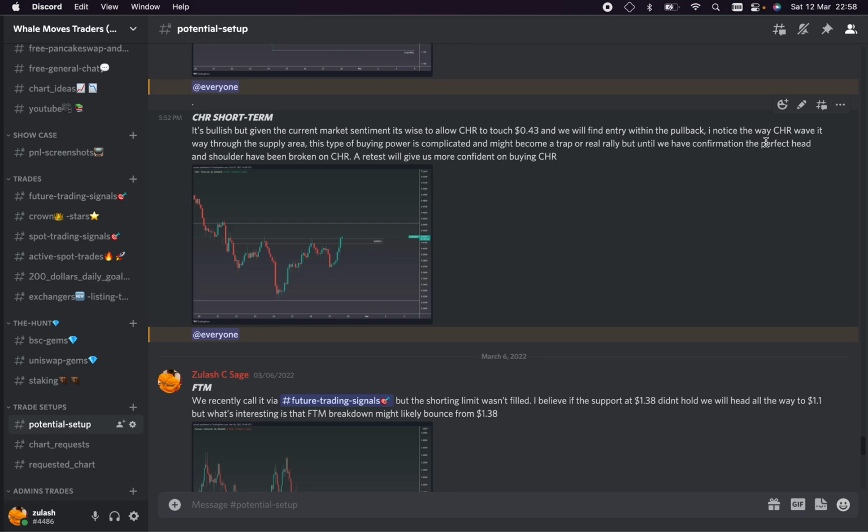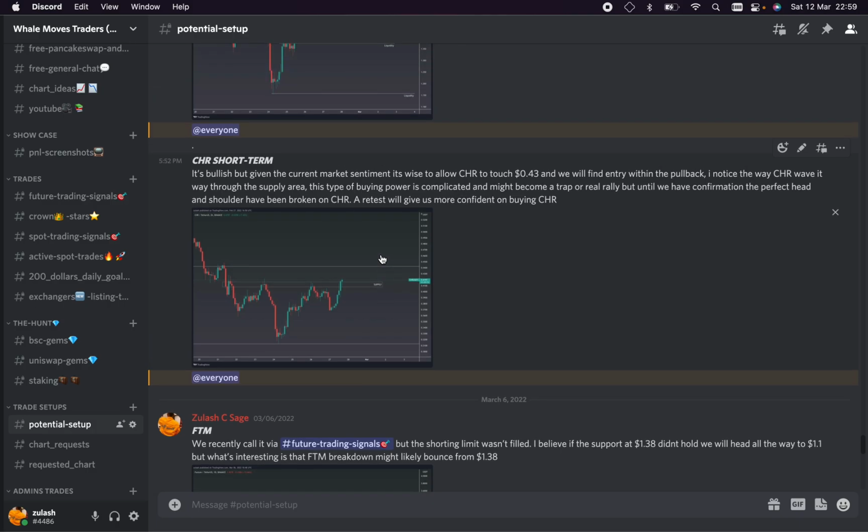And now the CHR wave, shown through the supply area. This type of buying power is complicated, so it may become a trap or a real rally. But until we have confirmation, the perfect head and shoulders should have been broken on CHR. A retest will give us more confidence in buying CHR. So we failed to have the retest. Instead, we broke down, and you can call this invalid, right?